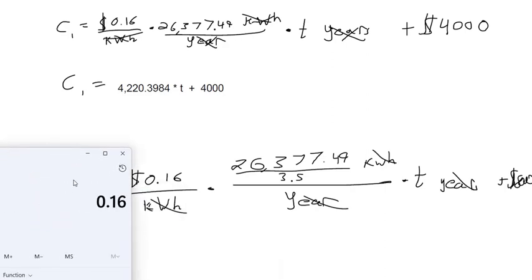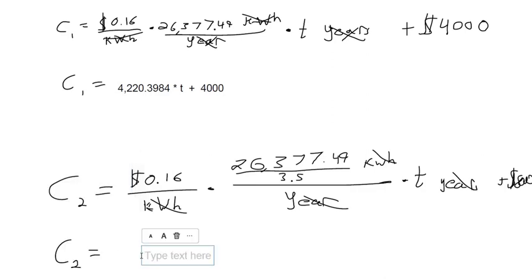So 0.16 times 26,377.49, and then I'm going to divide that by 3.5. So can't see, it's a little off screen. I just took some decimals with me. I'll round to the same. Well, no, one more decimal, please. So 1 here. Okay, so that's the cost of the heat pump system.